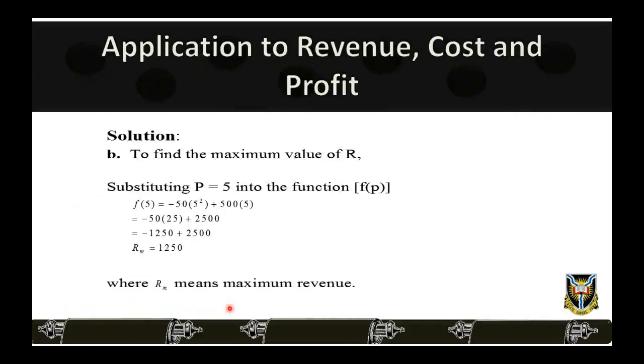B. The maximum value of R is found by substituting p = 5 into the function f. f(5) = -50(5²) + 500(5) = -50(25) + 2500 = -1250 + 2500. Rm = 1250, where Rm means maximum revenue.